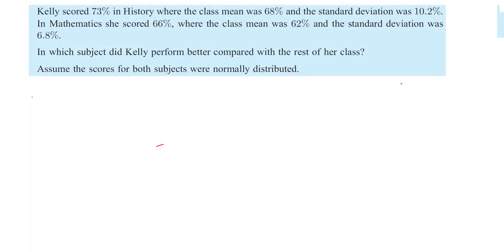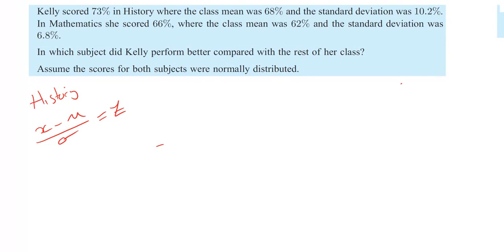So let's talk about history first. And for this, we're going to use a formula that you can find in the formula booklet, and it's how to map things to the standard normal, right? So we can take each value, subtract the mean and divide by the standard deviation, and that will take that value and place it in a standard z-distribution. And we'll do that for both history and math, and then we can compare where we are on the z-distribution to see which was the better score.